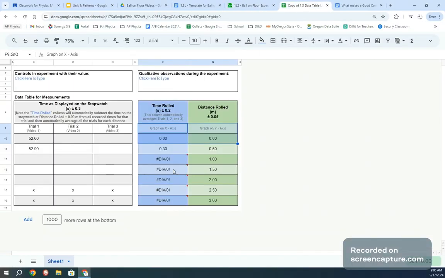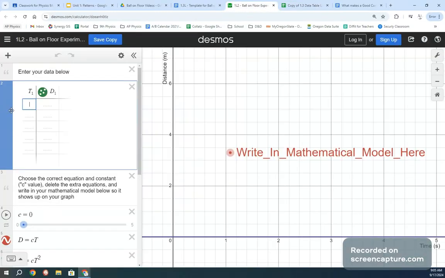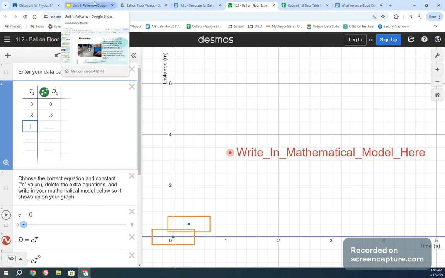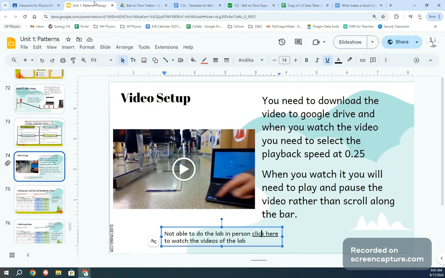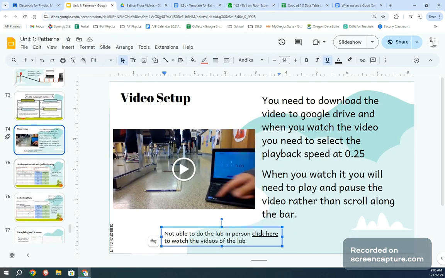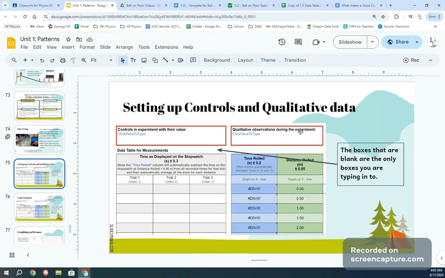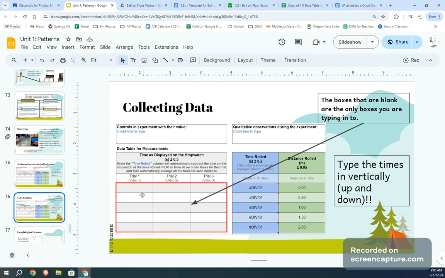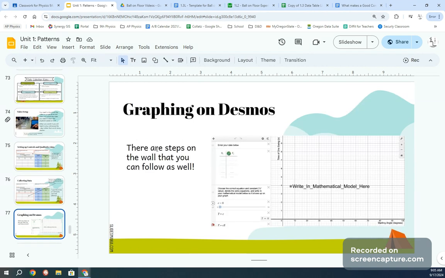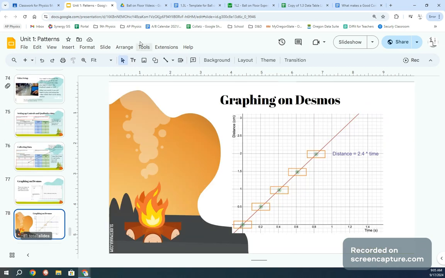First one, again, I don't have complete data here, but first one for me was 0 and 0 and 0.3 and 0.5. And so I've got a couple of points. Obviously, you will have a lot more points. Once you've done that, the really nice thing is that all of these steps for Desmos are up on the board. And so you can also follow along with the slides, right? It says, don't forget to set up your controls and qualitative data, collect your data, graph it on Desmos. Steps are on the wall, right? So that's easy enough.